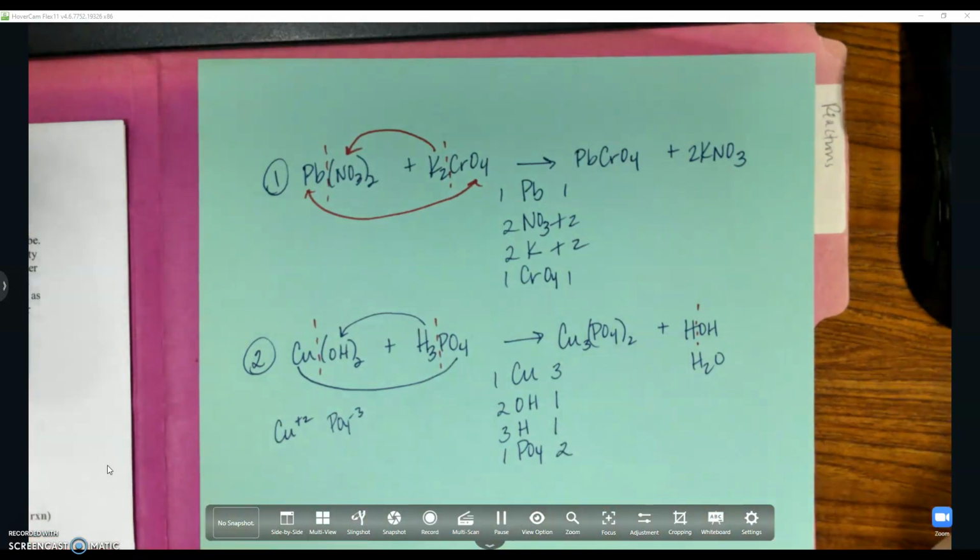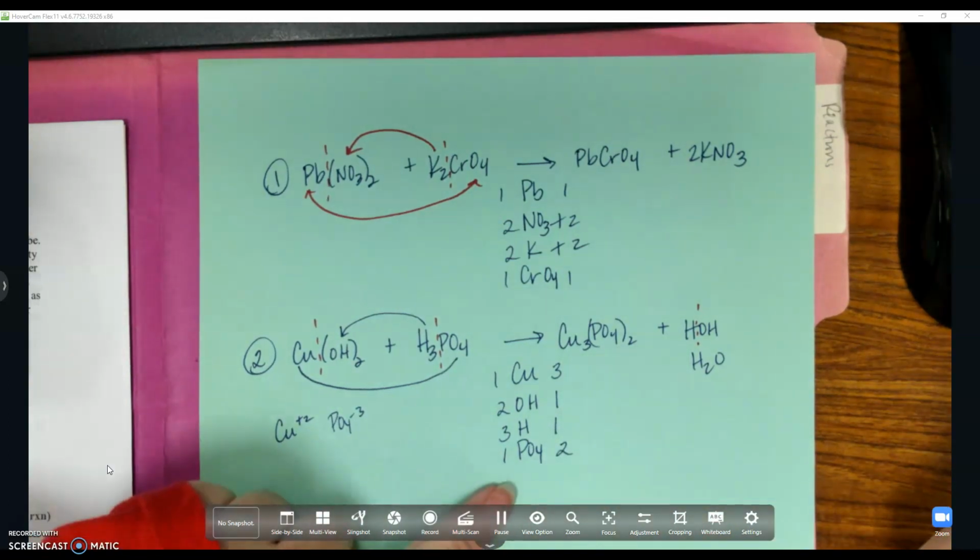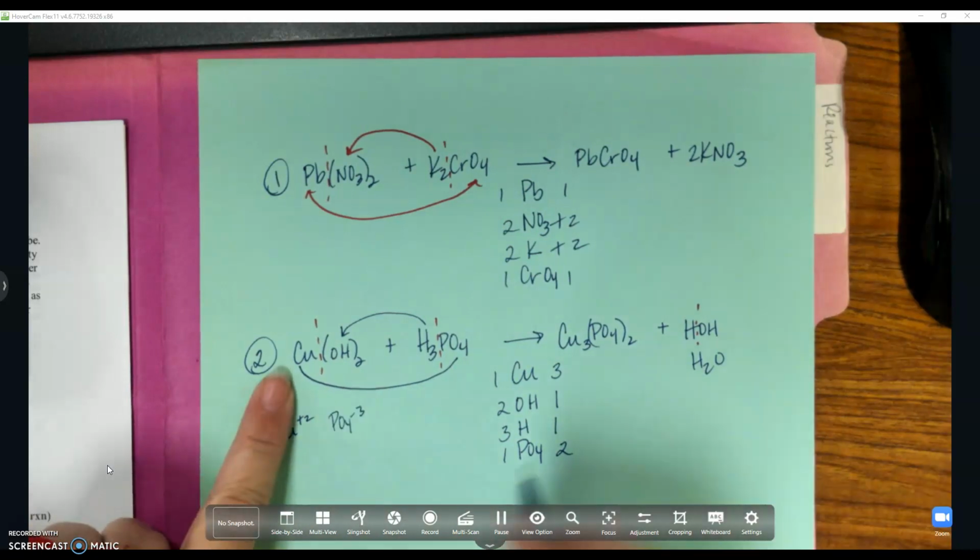So I've got quite a bit of things to do here to balance this out. So I'm going to go ahead, I'm going to start with my phosphates, or maybe I'll start with this copper.